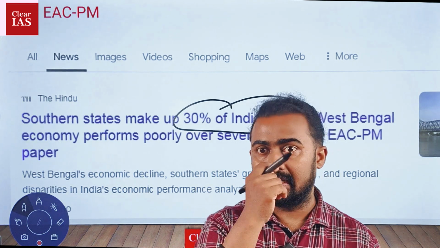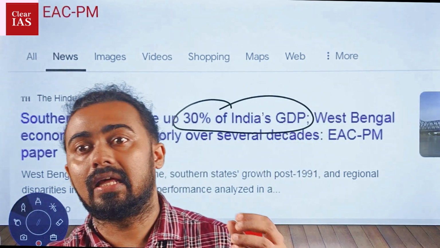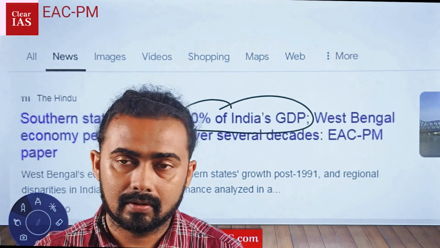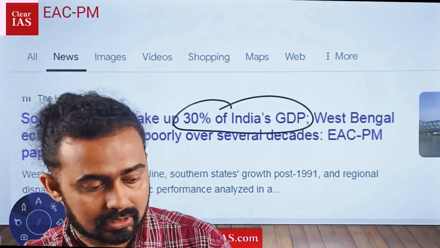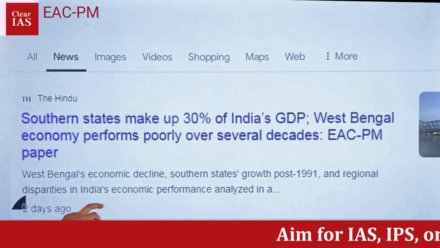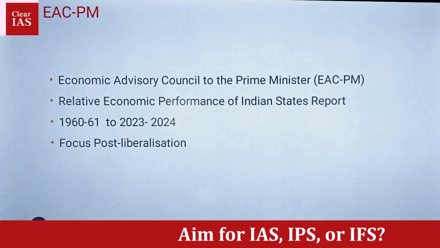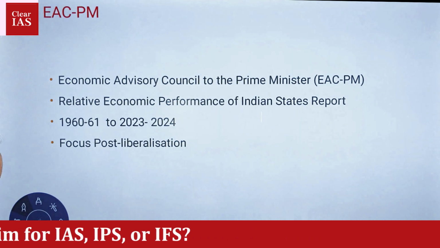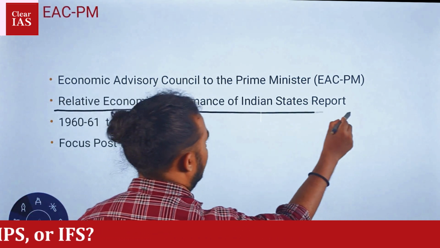And it is also highlighting how certain regions are progressing and how certain regions are not progressing. That is what the report is talking about. And what is the report called? It is called the Relative Economic Performance of Indian States report. Relative Economic Performance of the Indian State report.